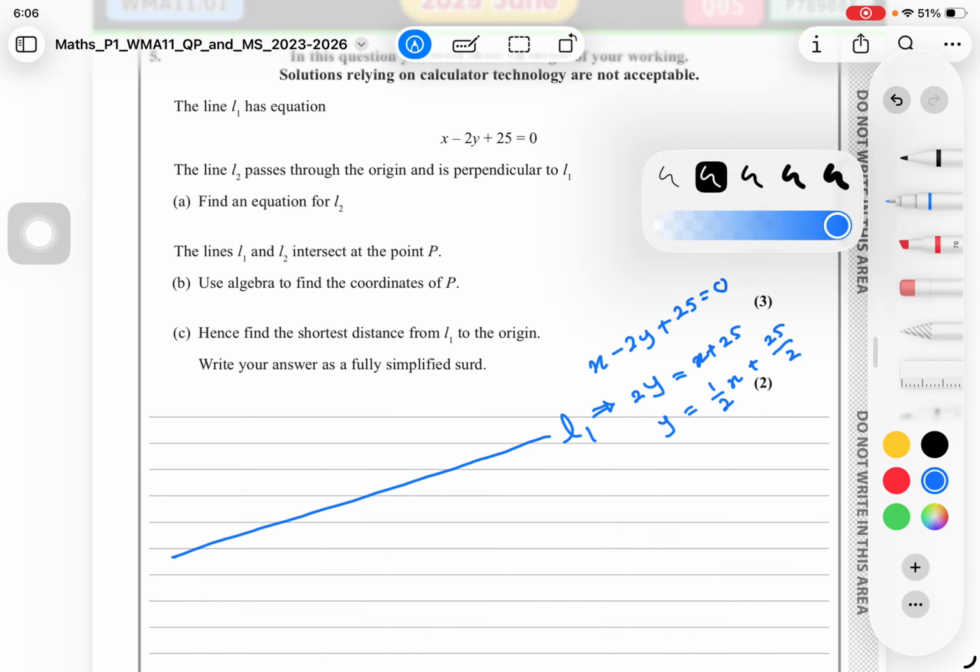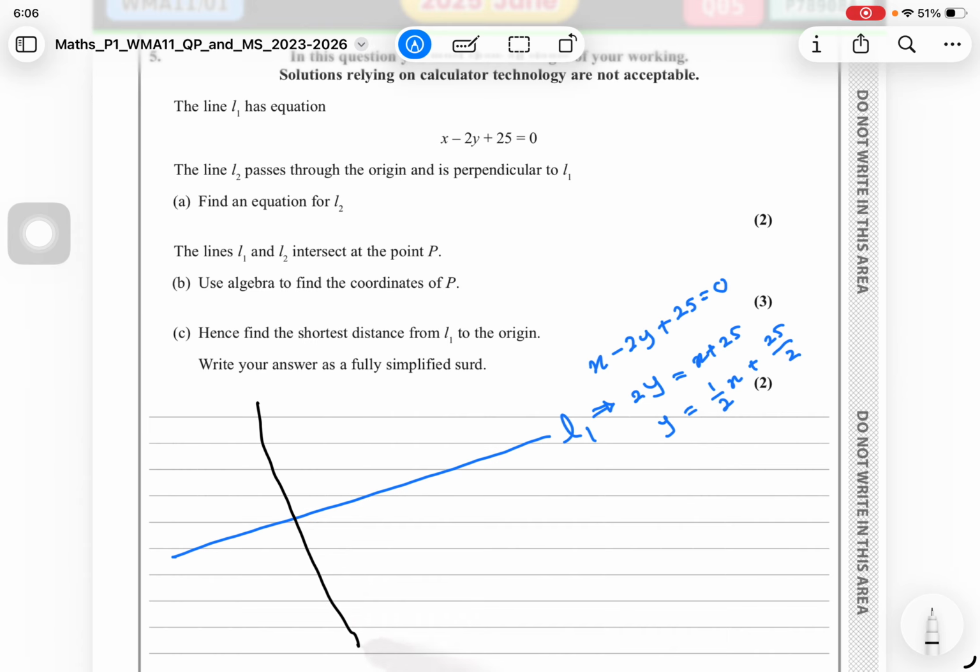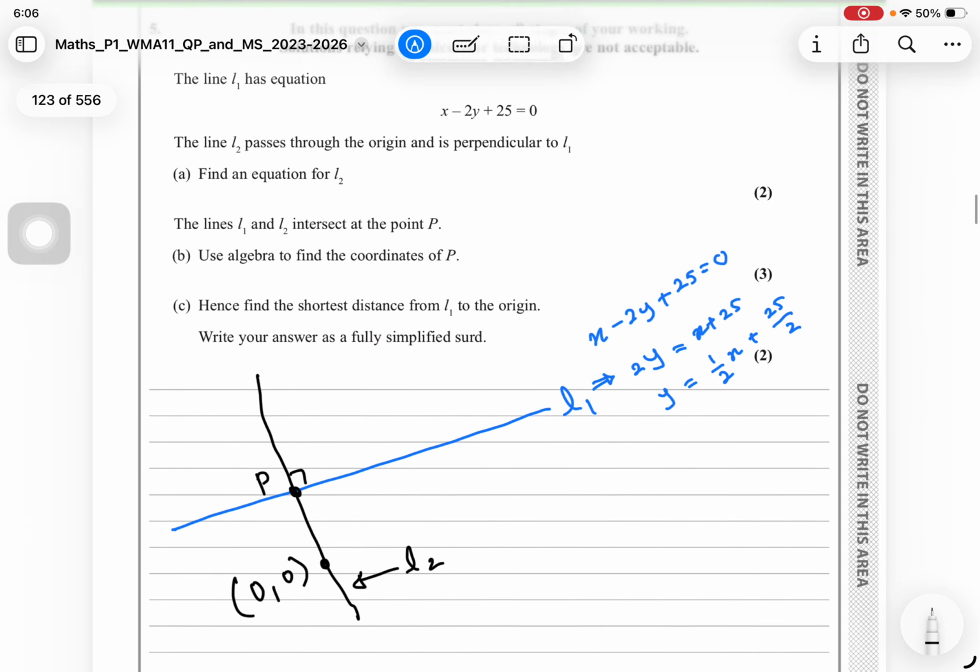Another one is they're talking about origin and perpendicular to L1. This is L2, and this is also passing through 0, 0. This is perpendicular. The line and L2 intersect at point P. This is the point P. Use algebra to find the, okay, this is the B part. So let's do the equation for L2.